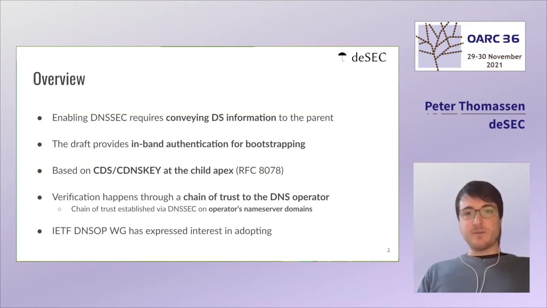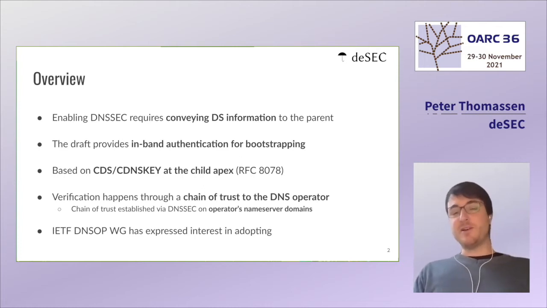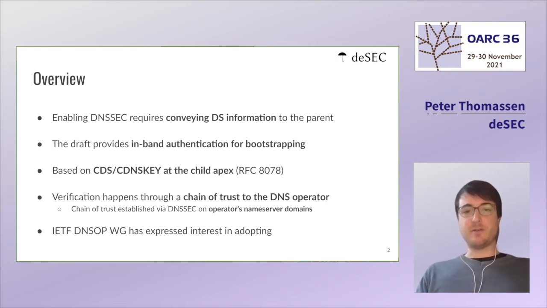If you enable DNSSEC for a delegation, you have to convey your DS records to the parent, and it's usually not very clear how to do that. There's various ways of doing it, often involving the registrant, and we think that is one reason for the low deployment rate of DNSSEC, which is around 5–6% on the DS securing side. So the draft provides in-band authentication for bootstrapping a secure delegation, to publish a DS record for the first time. With that authentication, you can automate the whole process and hopefully increase the prevalence of DNSSEC delegations. The proposal is based on CDS and CDNSKEY records at the child apex.